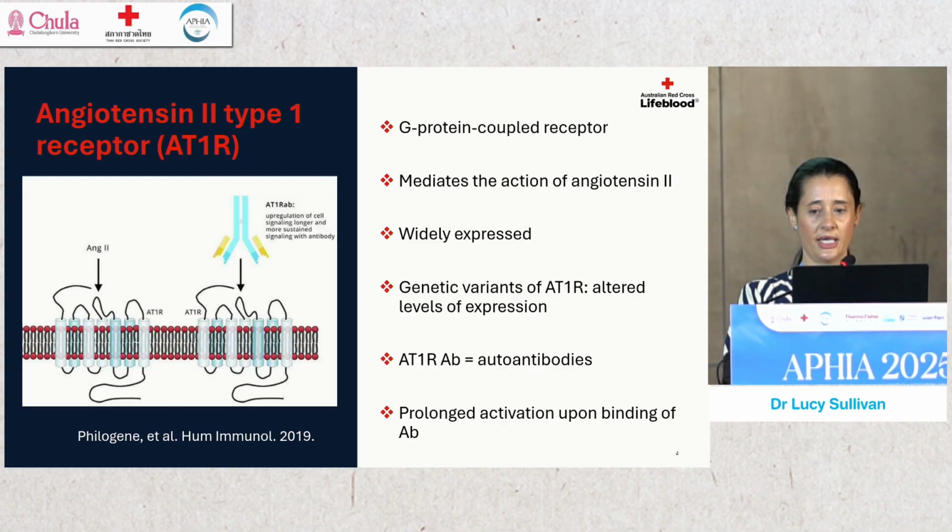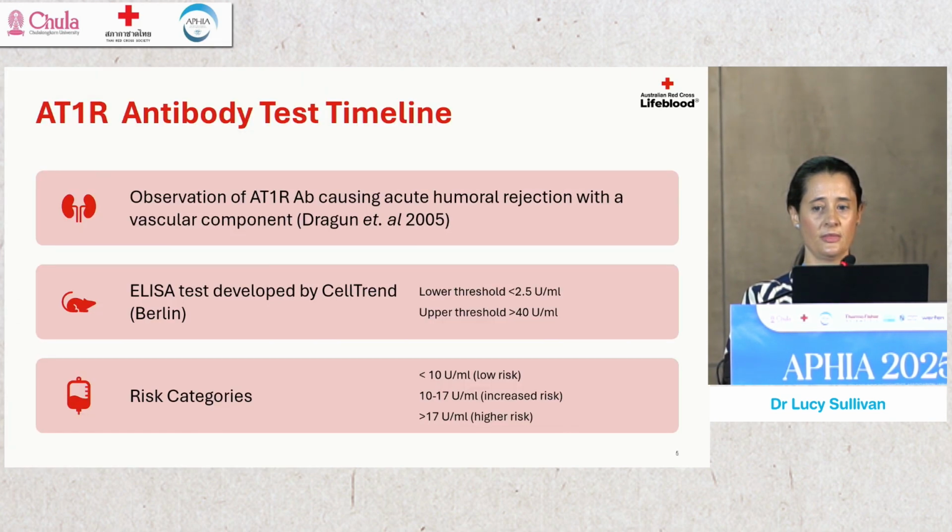Unlike the regular ligand for the receptor, antibody binding results in a prolonged activation that activates multiple pathways and can potentially lead to more problems following transplantation. The observation that AT1R antibodies cause antibody-mediated rejection was first made by Duska Dragun in 2005.